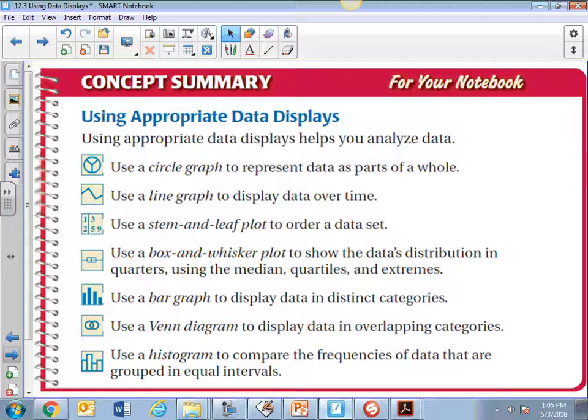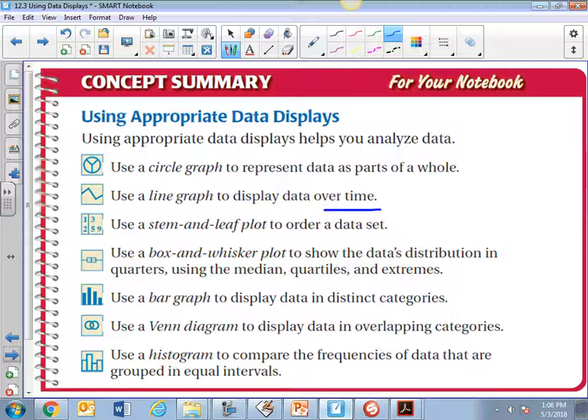A circle graph represents the data as parts of a whole. If you think back to that first one, they surveyed 100 people. We can represent 100% with the circle graph, so that's a pretty good choice. A line graph is used to display data over time. For example, volcanoes erupted, if you keep track of it by years.